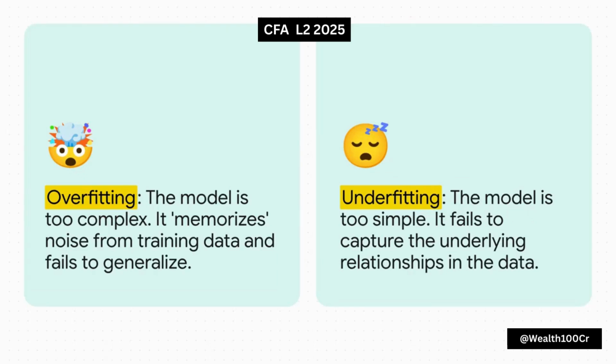But with all this power comes a really big challenge, the bias-variance trade-off. An overfitted model has high variance. It's like a student who just memorized the answers to the practice exam. They'll ace the practice test, but they'll bomb the real thing because they learned the noise, not the actual concepts. On the flip side, an underfitted model has high bias. That's the student who didn't study at all. Their model is way too simple and fails everywhere. The whole game is finding that perfect sweet spot in the middle.